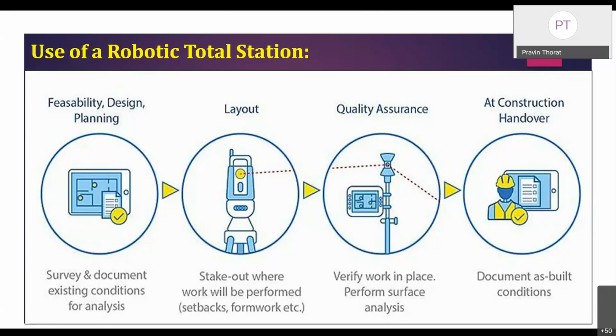While using the robotic total station, we can maintain all the data and operate it remotely, and the calculations are done automatically. Survey and document existing conditions for analysis works. Then the layout, stakeouts, format, then quality assurance, verify work in place, perform surface analysis. Then at construction handover, as-built conditions are documented and provided to the responsible persons to hand over the jobs.